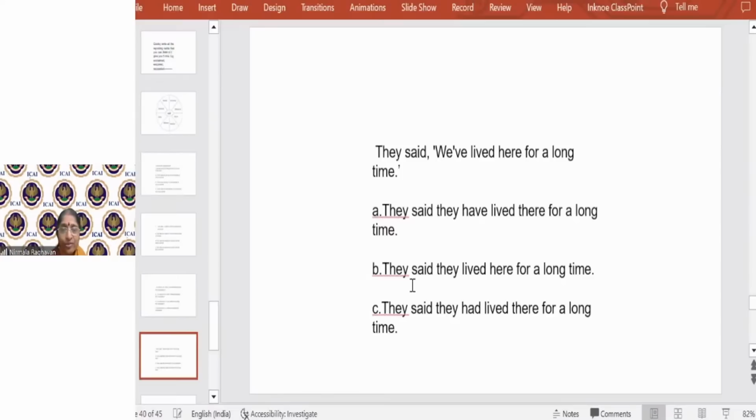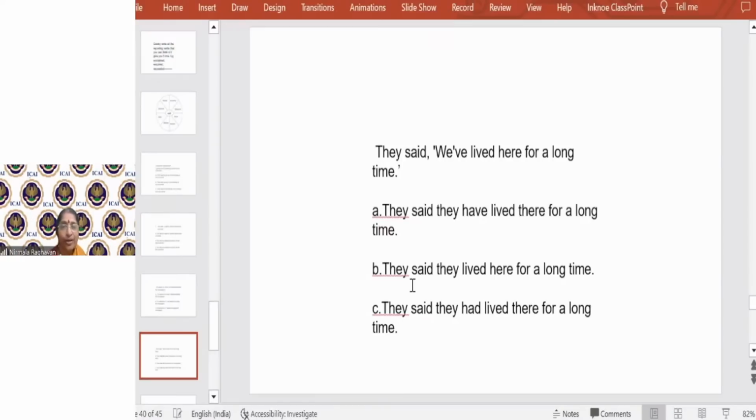Now let's look at the next one. "They said they lived here." Here should become there, therefore that is also wrong. Now let's look at C. "They said that they had lived there for a long time." So that's the right answer. C is the right answer.